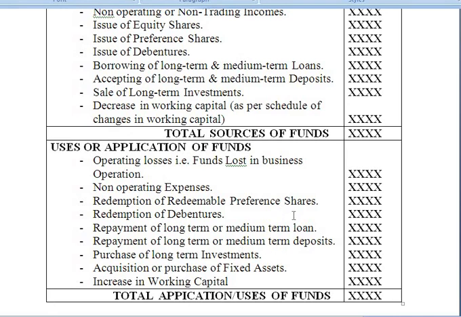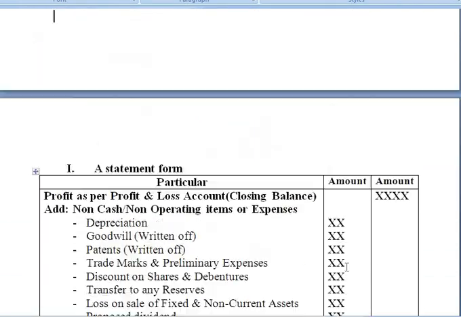So after recording all the uses, make the total. Your sources should match with application of funds. Okay, so here your funds flow statement preparation will end. Okay, and the next one: for preparing this funds flow statement, we need to remember certain rules, certain provisions, or the treatment of various items that we will be discussing in the next class. Okay, so what you do, write down all the formats of the funds flow statement.